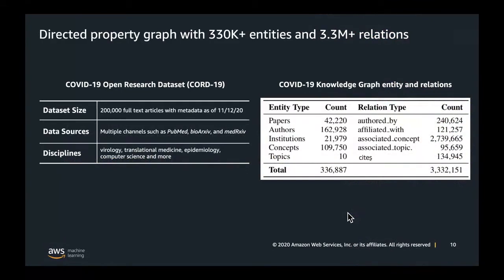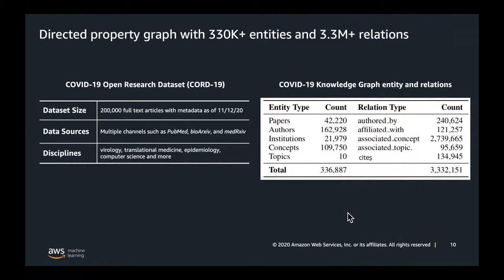The CKG is a directed property graph with over 330,000 entities and 3.3 million relations. It is constructed from the COVID-19 open research dataset, which is made available by the Allen Institute for AI. The dataset is, as of this week, over 200,000 full-text articles. When we originally created and submitted the paper, it was only 60,000 articles. So as you can see, the scientific count of articles is expanding rapidly.